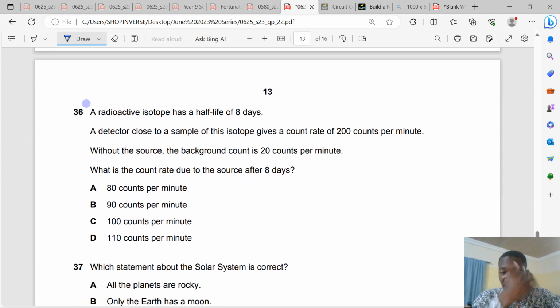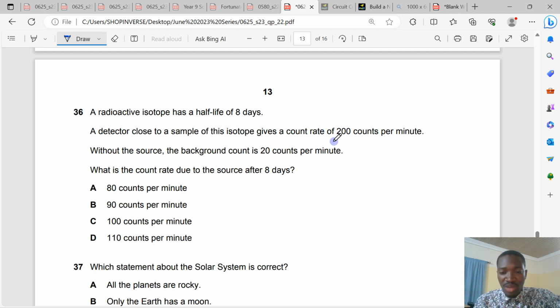Question 36. A radioactive isotope has a half-life of 8 days. A detector close to a sample of this isotope gives a count rate of 200 counts per minute. Without the source, the background count is 20 counts per minute. What is the count rate due to the source after 8 days?